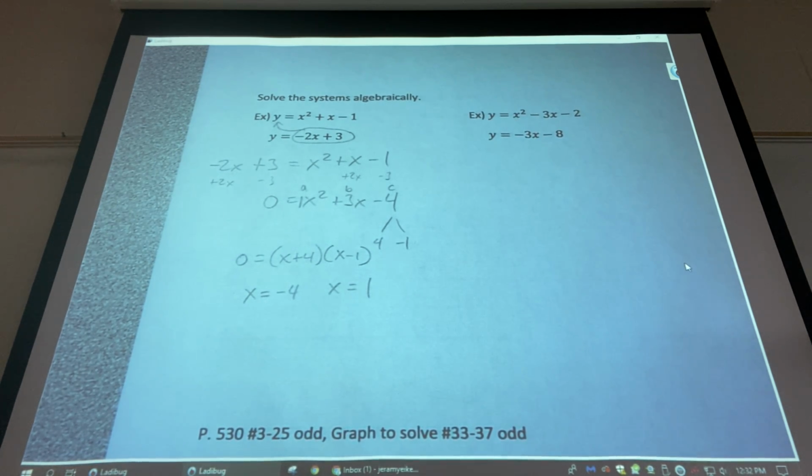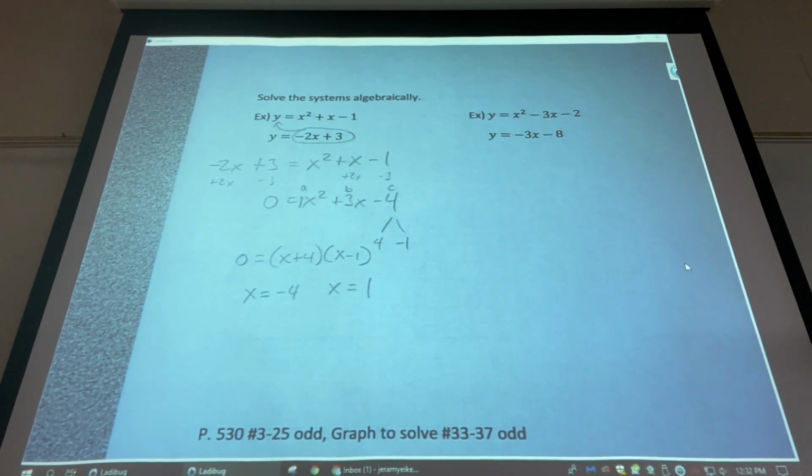Ladies and gentlemen, factoring did not take very long. I think I did this wrong. But how annoying would it be to try to factor and realize it doesn't factor? And then you have to go back and do the quadratic formula, right? So a lot of people do the quadratic formula automatically. They just go for it.